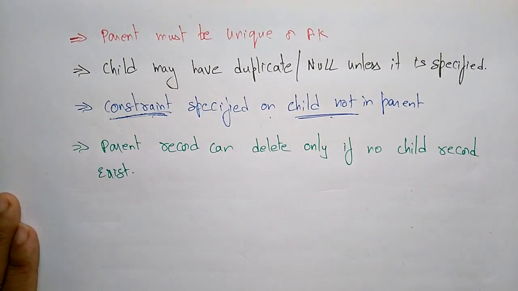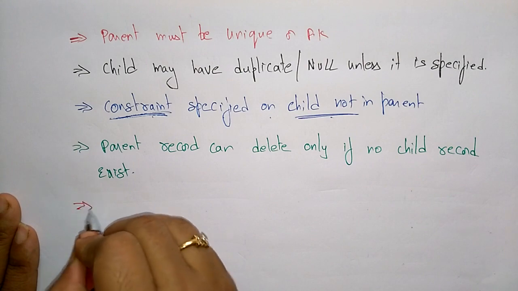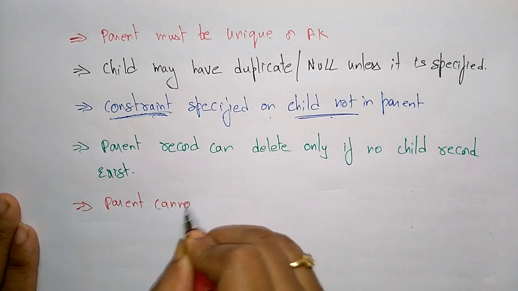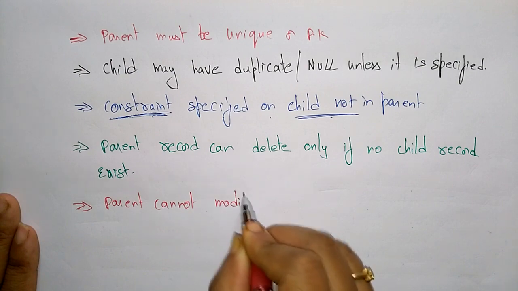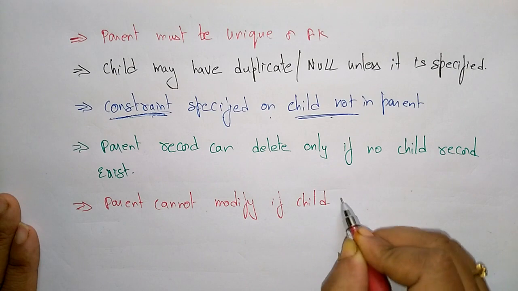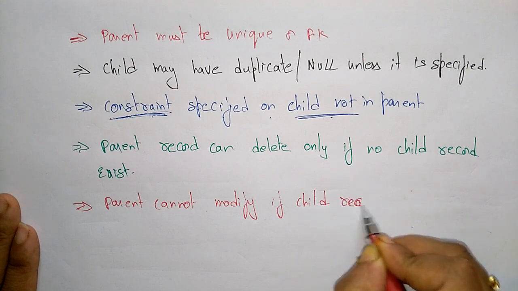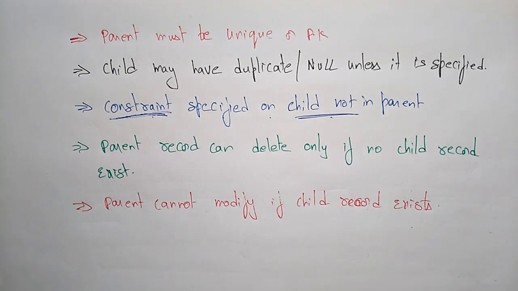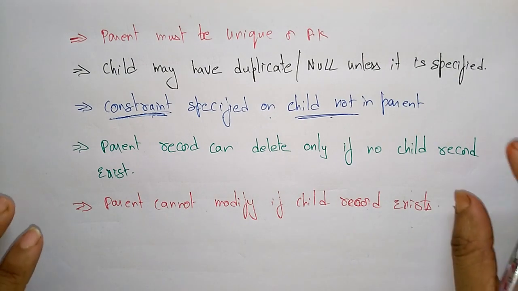And the next point: the parent cannot be modified if a child record exists. So these are the points you have to follow while creating the primary keys and the foreign keys.